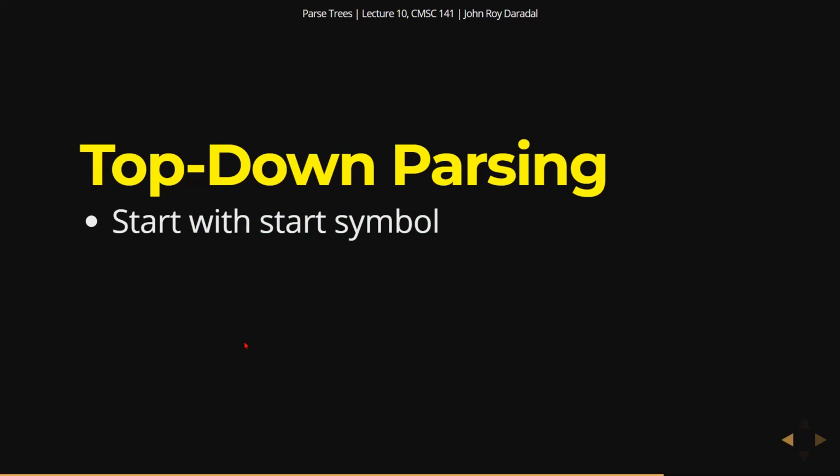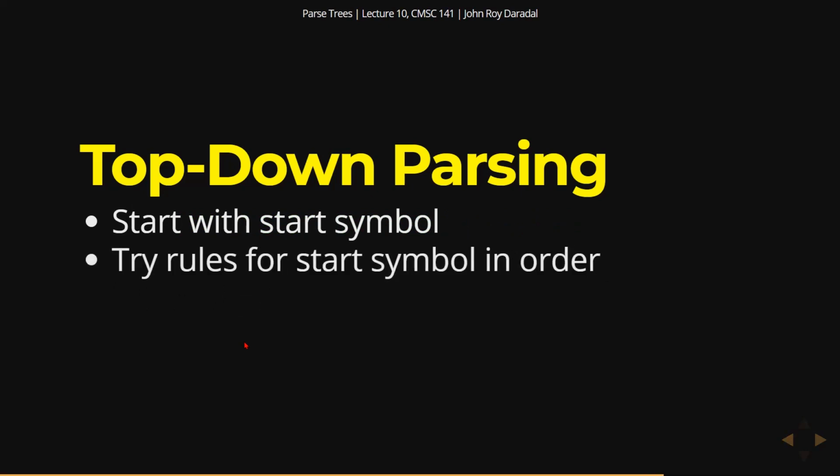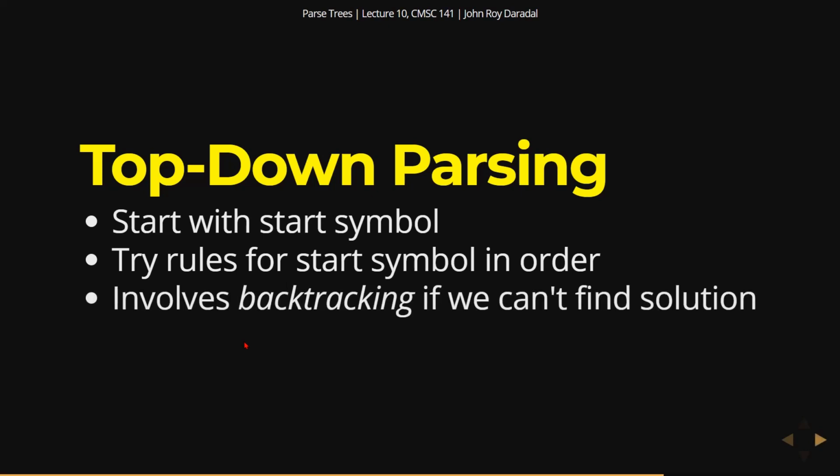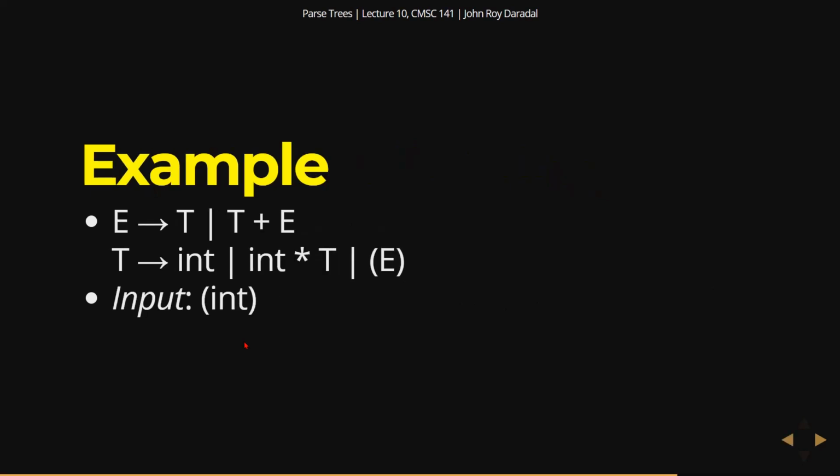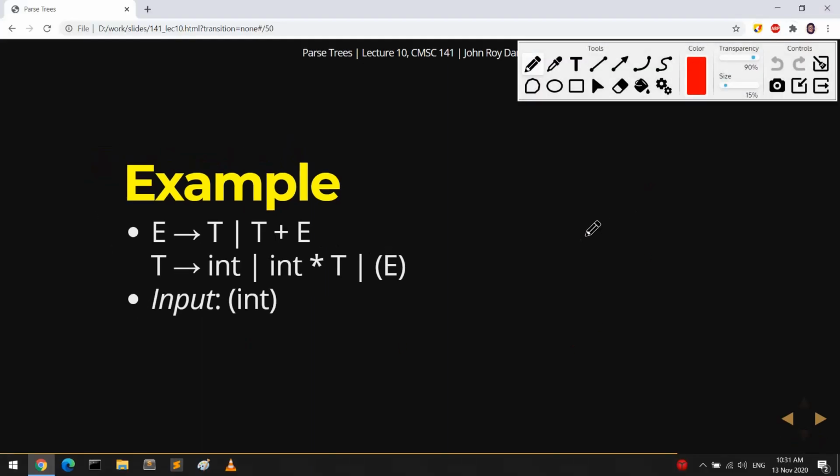What you do is you start with the start symbol and you try the rules for the start symbol in order. You check them one by one, and it could involve backtracking if we can't find the correct solution. So you try to replace it with one of the productions. If it works, continue. If it doesn't, look at the other production, and if you've tried all the possibilities, go back up and change a previous step. So that is backtracking.